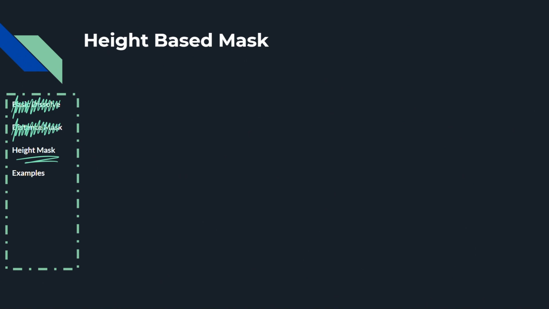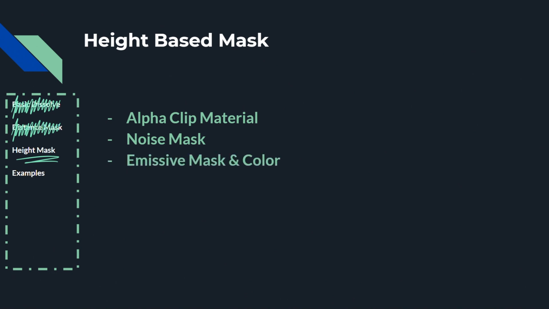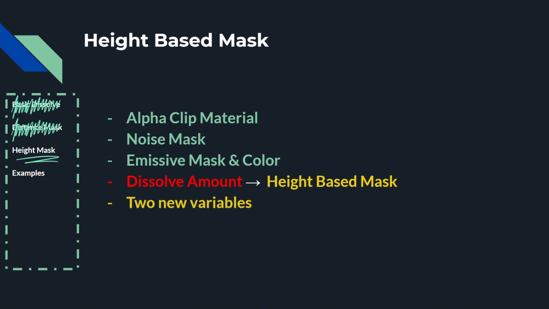So, now it's time to do the height-based mask dissolve shader. For that, we're going to keep an alpha clip material. We're going to keep the noise mask. We're going to keep the emissive mask and the color blending, but we are getting rid of the dissolve amount value, and it's going to be controlled by the height-based mask. And we are going to have two new variables, maybe three. It's like the distance mask, but we are not going to need a C# script.